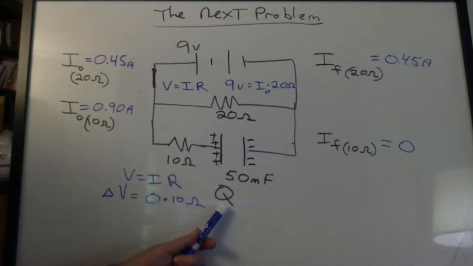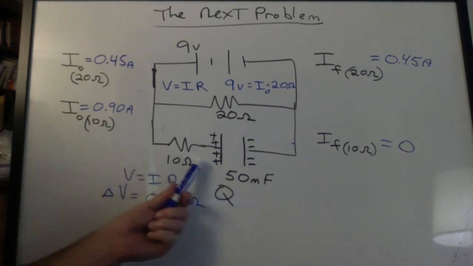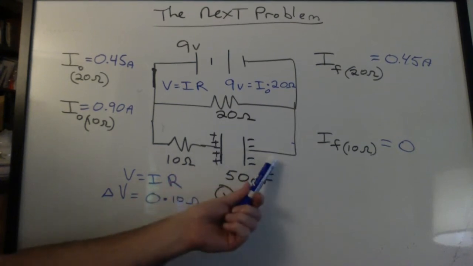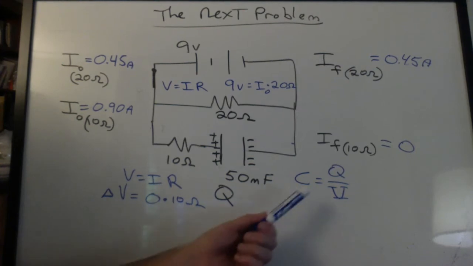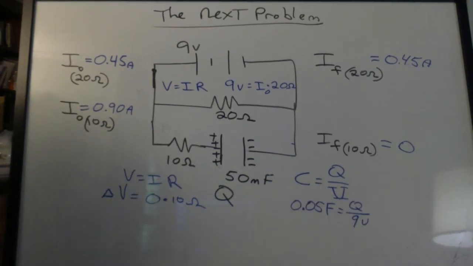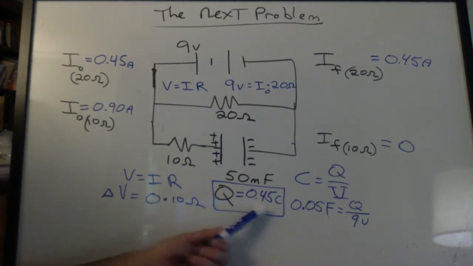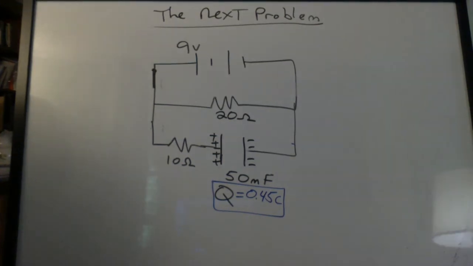Now, what about finding Q on that capacitor? If the voltage drop across here is 0, that means the voltage drop across here has to be the rest, which is 9 volts. So we can say the capacitance is charge per volt. And we say the 0.05 farad capacitor is equal to Q over 9 volts. And we get 0.45 coulombs of charge on that capacitor. And I have to tell you, that's just some luck the way I set up the numbers. You think we're done? Nope.